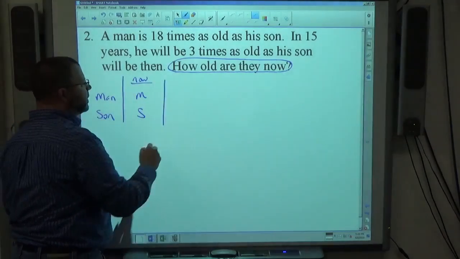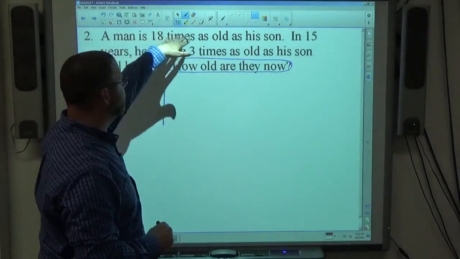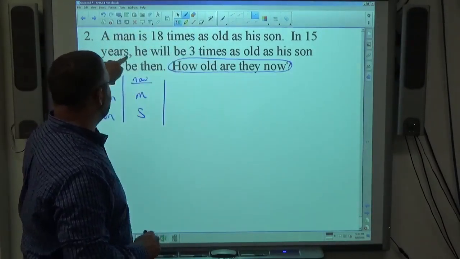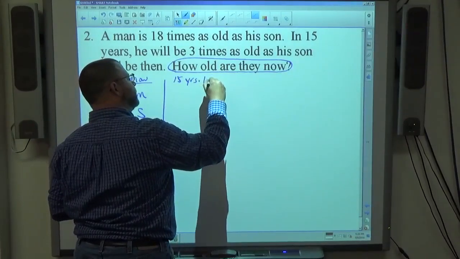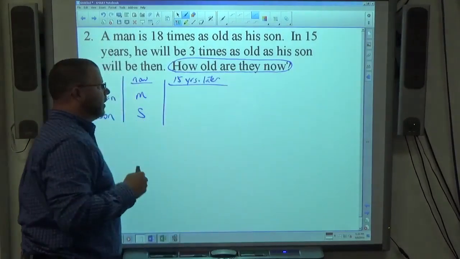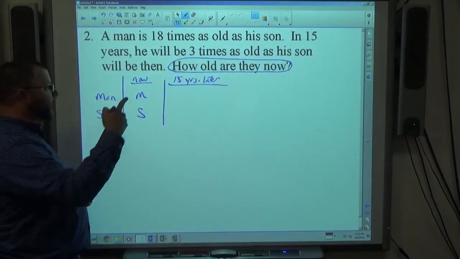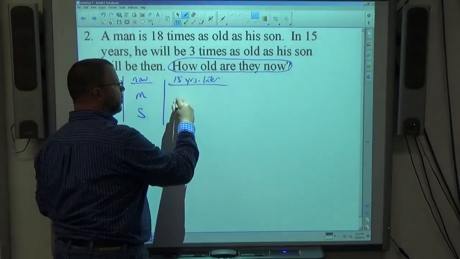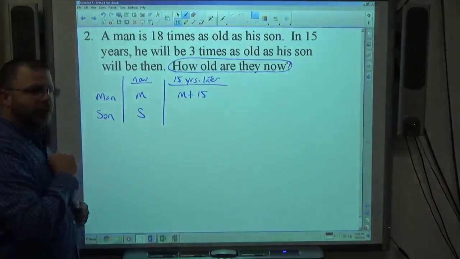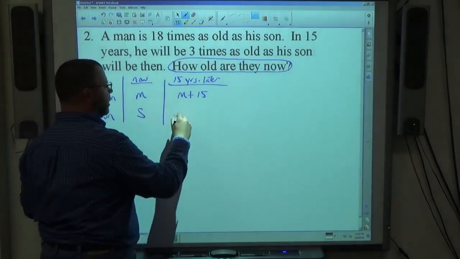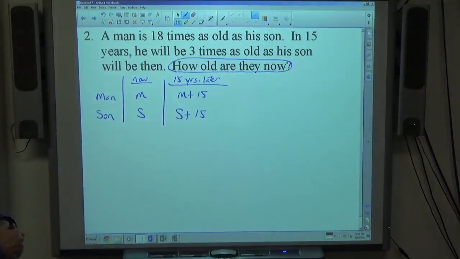The next time period: this doesn't say anything for this, so we can assume that's now. In 15 years, that's 15 years later. People age 1 year per year, so the man is currently m years old. In 15 years, he's going to be 15 years older, so m plus 15. The son's age currently is s years old. If we add 15 to that, we get his age 15 years later. So we get their ages in the other time period.